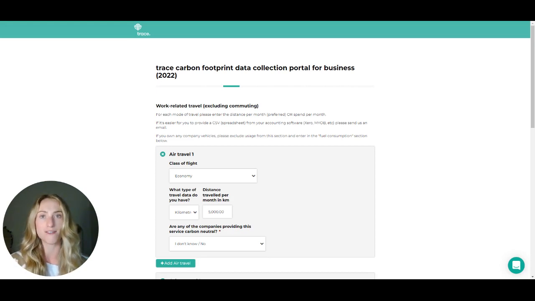Let's start with air travel. Air travel is broken down by the class of flights taken, so economy or business, first class. If you don't know, simply select unknown and we'll use a blended average.